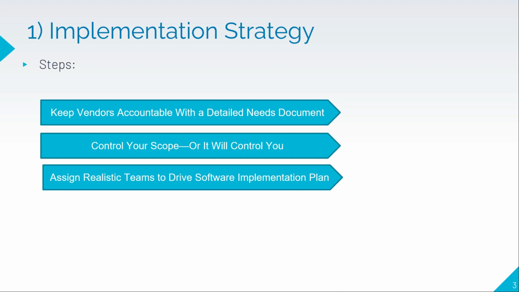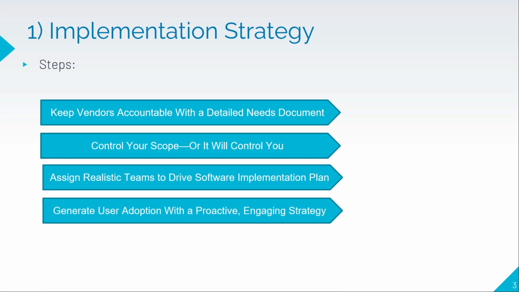The next one is assign realistic teams to drive the software implementation plan. We have a software implementation plan which we are implementing across the globe, and we should have a proper team to deliver the implementation. Then generate user adaptation with a proactive and engaging strategy. The users should be adapted from the old system to the new system. That is very important, and that will be the success of the implementation strategy.